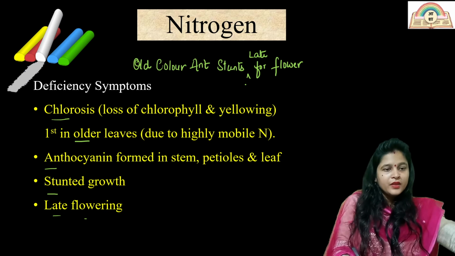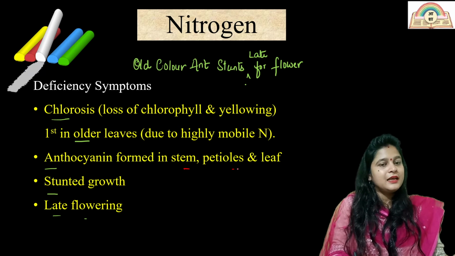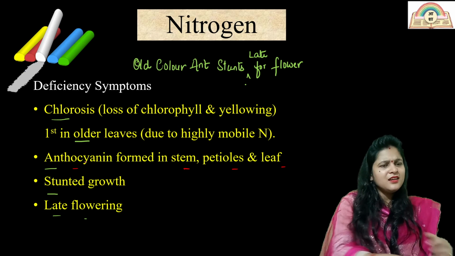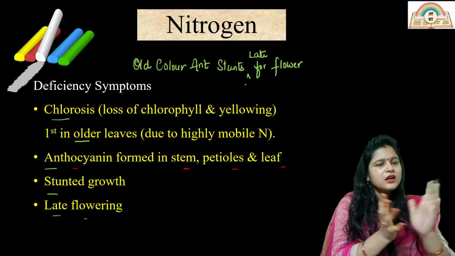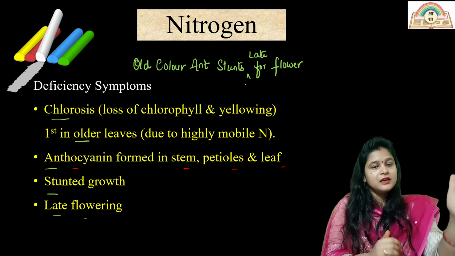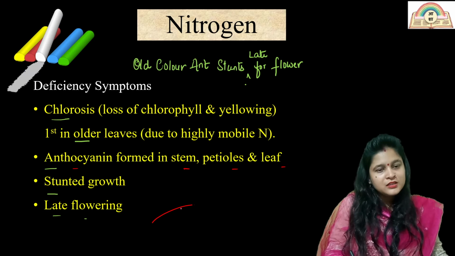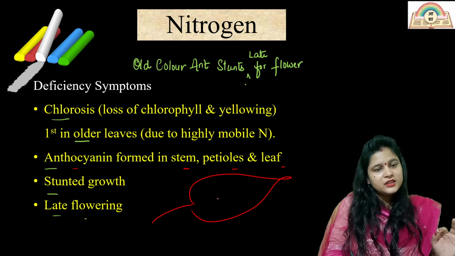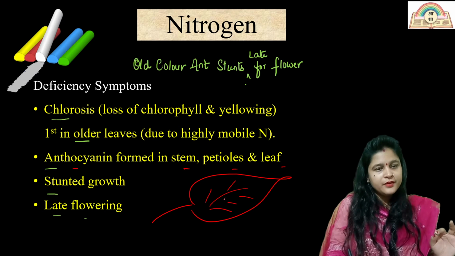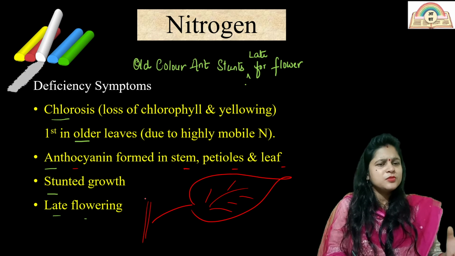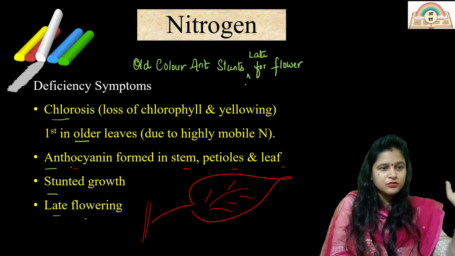Now, anthocyanin formation in stem, petiole and leaf, right? What is anthocyanin? It is a purple reddish, dark colored pigment. It is formed in the stem, leaf and petioles. You know what is petiole? Stalk of a leaf. Then this leaf blade, beautiful leaf blade, and in the stems, right? A purple dark reddish pigment is deposited, that is anthocyanin.